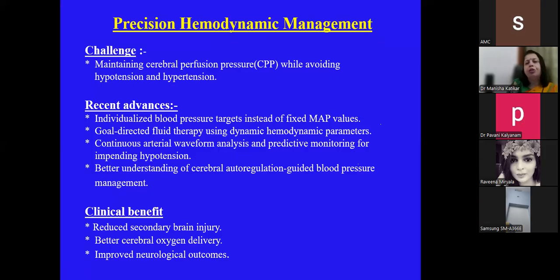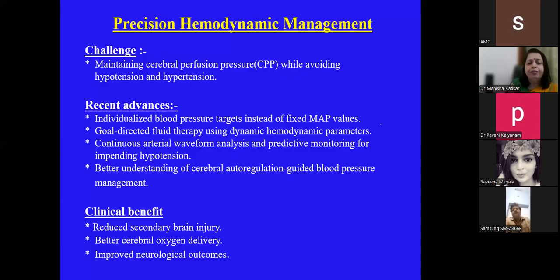I request all of you, when you see the patients in the preoperative period, just don't go by the notes. You check the blood pressure yourself, and you know what the baseline mean arterial pressure is. The patient might be a hypertensive individual. He might be having a high blood pressure. So you need to individualize his blood pressure targets. We need to follow goal-directed fluid therapy.